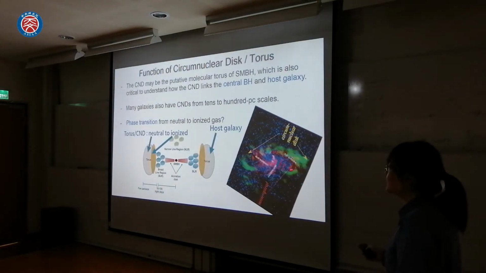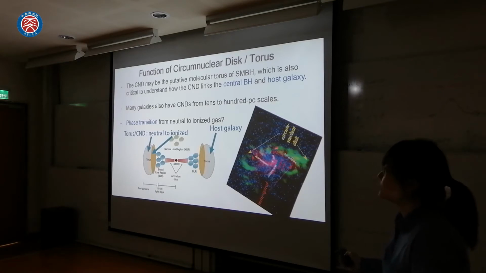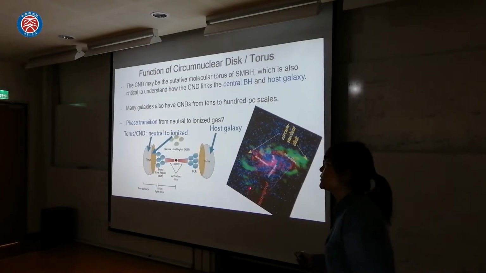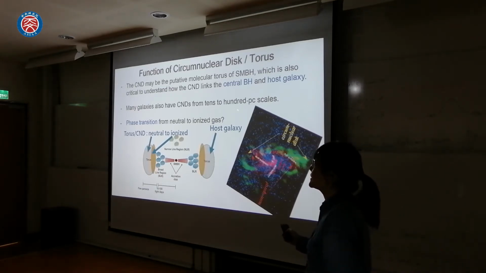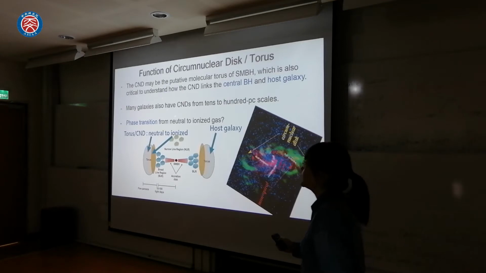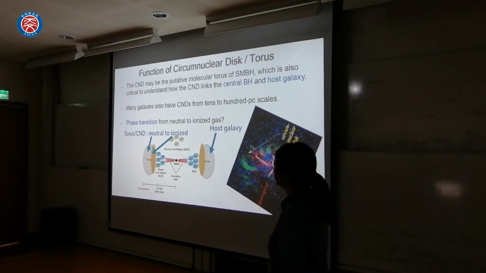So I would say the CND we observe in our own galaxy, we can treat it like the molecular torus in external galaxies. This kind of CND-like structure is not only observed in our galaxy, but also in external galaxies, from 10 to 100 parsec scales. So this CND may be the molecular torus of a supermassive black hole, and it also plays a very important and critical role in understanding how we link the central accretion material to the central black hole and host galaxy. This is a critical point to link our understanding of black hole feeding to the host galaxy.